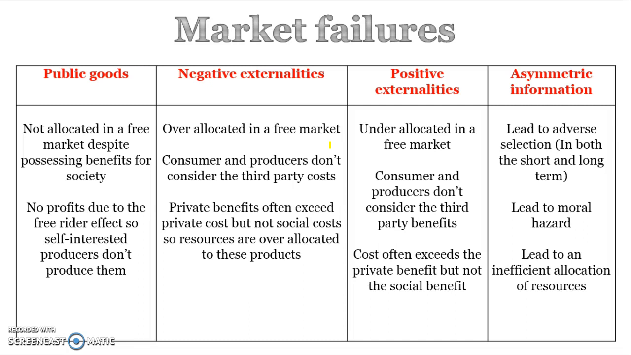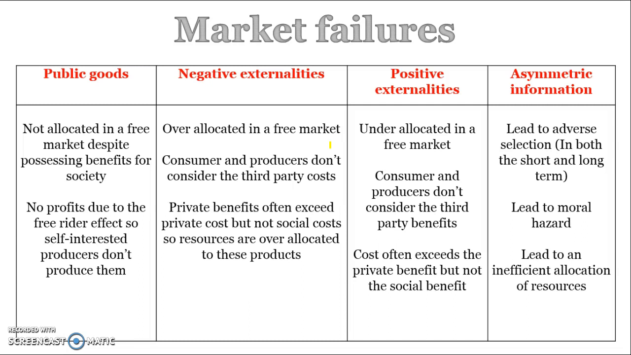We'll go into each in more detail, but just as a quick snapshot, with public goods, the market failure is that they're not allocated in a free market despite possessing benefits for society. Because you can't make a profit out of these products, no self-interested producer will produce them because free riders will choose not to pay, and therefore they're not allocated in a free market. Producers don't produce them despite the fact that they have positive benefits for society.